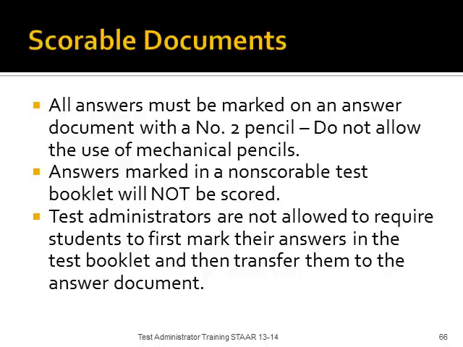All answers need to be marked on an answer document with a number 2 pencil. Do not allow students to use mechanical pencils. Answers marked in a non-scorable test booklet will not be scored, and test administrators are not allowed to require students to mark the answers in the test booklet and then transfer them to the answer document. So students can start immediately with the answer document. However, you can remind them to mark the answers on the answer document. It would be terrible if they ran out of time and didn't have any of their answers on the scorable document.